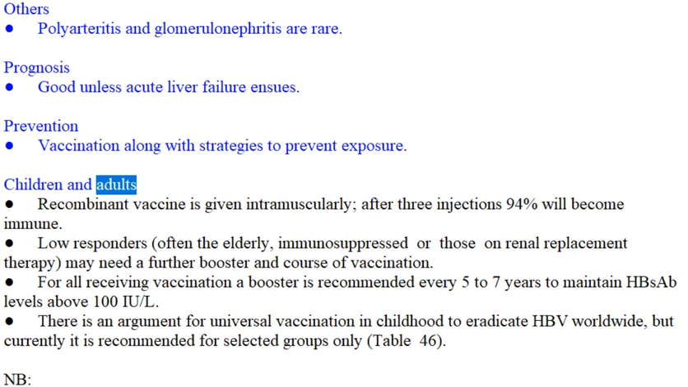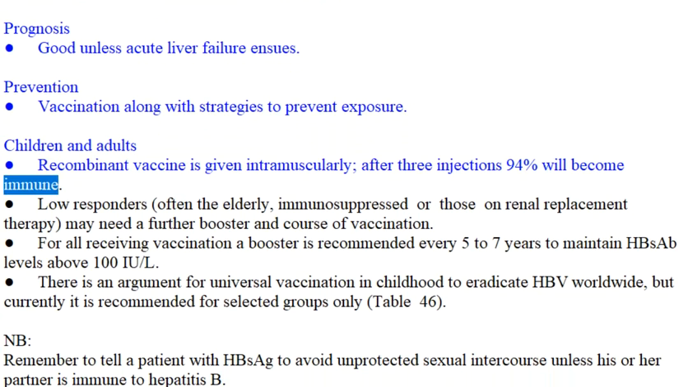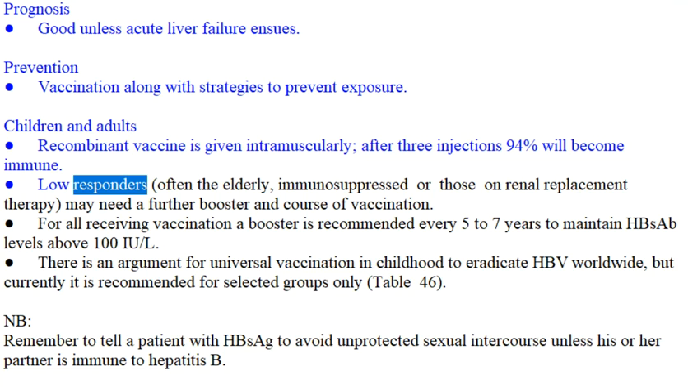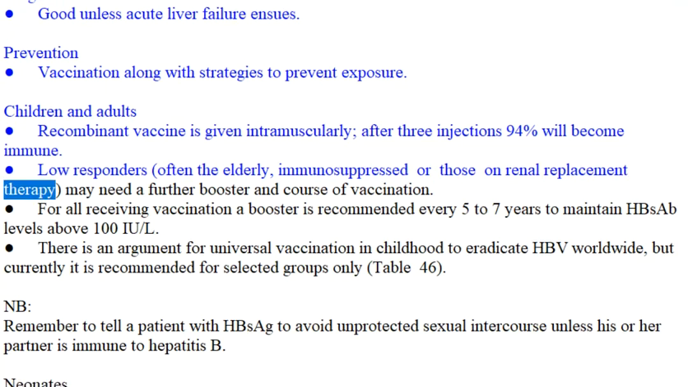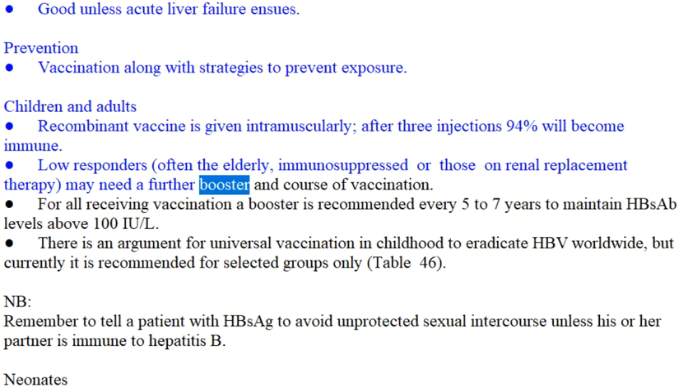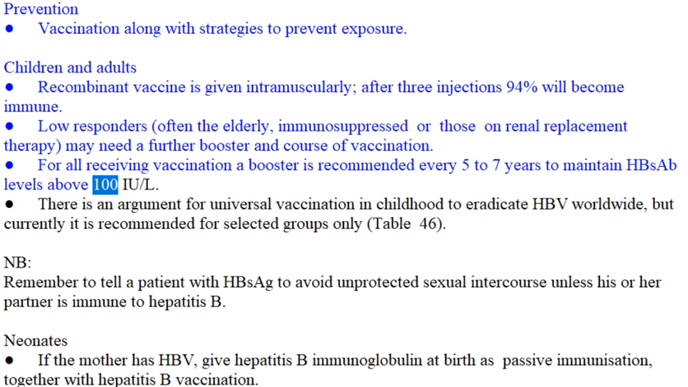Children and adults. Recombinant vaccine is given intramuscularly. After 3 injections 94% will become immune. Low responders, often the elderly, immunosuppressed or those on renal replacement therapy, may need a further booster and course of vaccination. For all receiving vaccination, a booster is recommended every 5 to 7 years to maintain HBsAg levels above 100 IU/L.